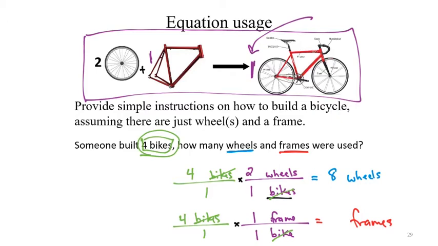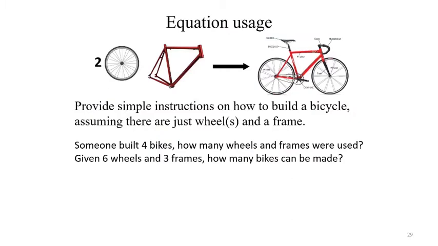So with that, we could go through and set up our work, and our answer comes out as 4 frames. So to build 4 bikes, I need 8 wheels and 4 frames. We might say, okay, that's simple. We understand that process. Okay, well, if you understand that, then you should be able to answer this question. So go through, set it up, pause the video again, see what you can come up with.